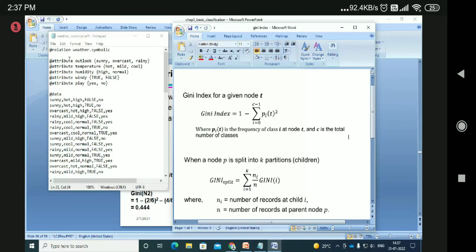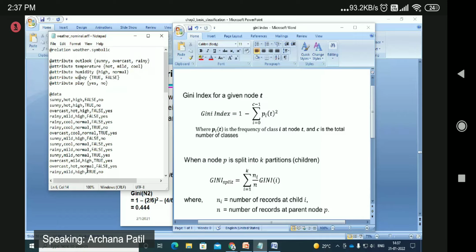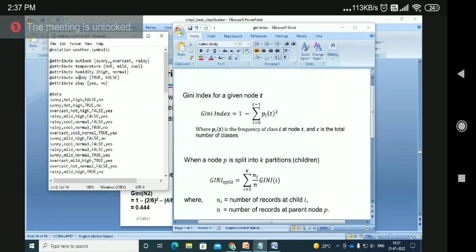You can see here that there are five attributes. This is a standard data set having 14 instances. The first attribute is the outlook, and it can have a value sunny, overcast, or rainy. Next attribute is the temperature, which can take the values hot, mild, or cool. Next is humidity, which can take high and normal values. Next is the windy attribute, which can take true or false values. And the fifth attribute is the class of the instance, that is play.